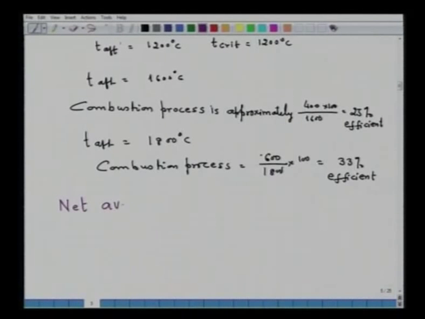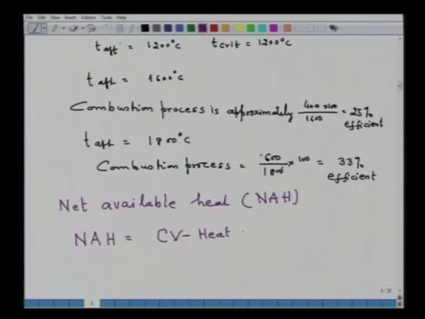Net available heat, or in short one can say NAH, net available heat. Now, the net available heat can be calculated from calorific value minus heat to POC minus heat losses.